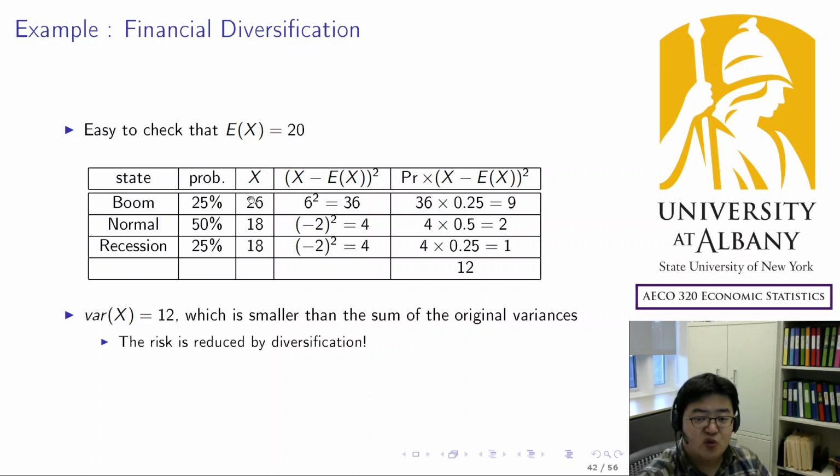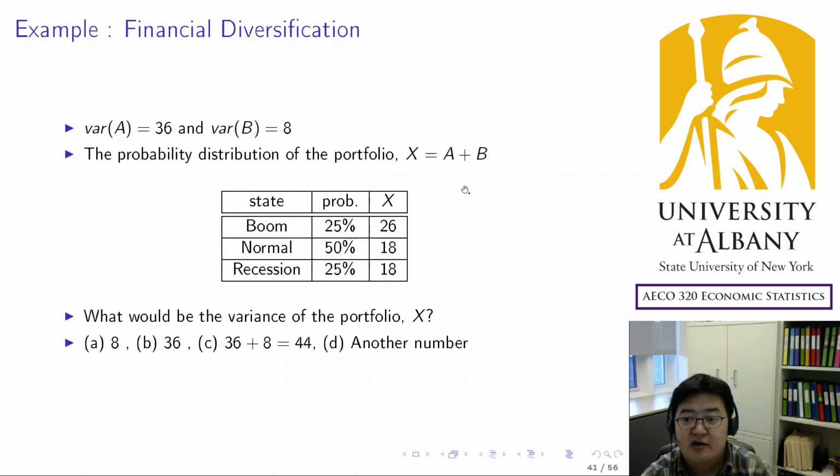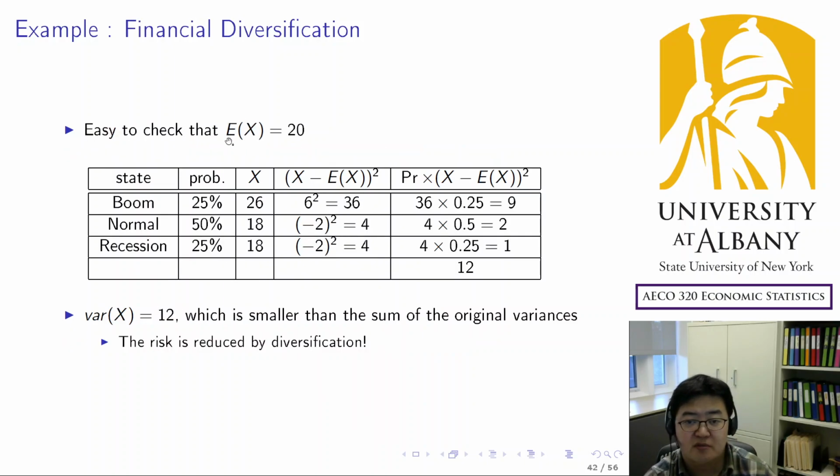So this is the outcome, 26, 18, and 18 for each case. Remember that the expected value of X is 20, because the mean of A is 10 and the mean of B is 10. So the mean of X is the sum of them, 20. And then remember, we take the deviation of X, square that, weight by the probability, and then sum. This is how we calculated the variance in chapter 4. Then as a result, you see 12.